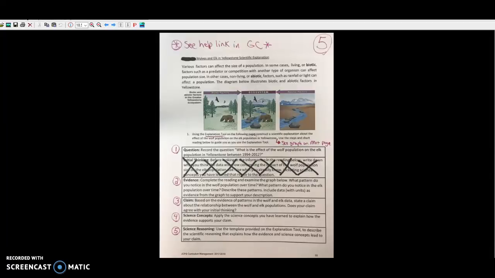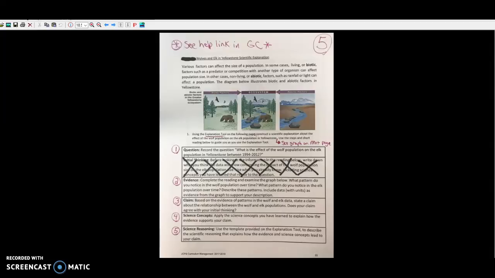So this is going to help you with your wolves and elk in Yellowstone scientific explanation. Since we really haven't worked real hard on what's called a CER, a claim evidence reasoning, in the past. We've done a little bit of it, but I really wanted to give you some good techniques on how to do it. But I need you to read the top part of the page, from the top down through the pictures to the questions.